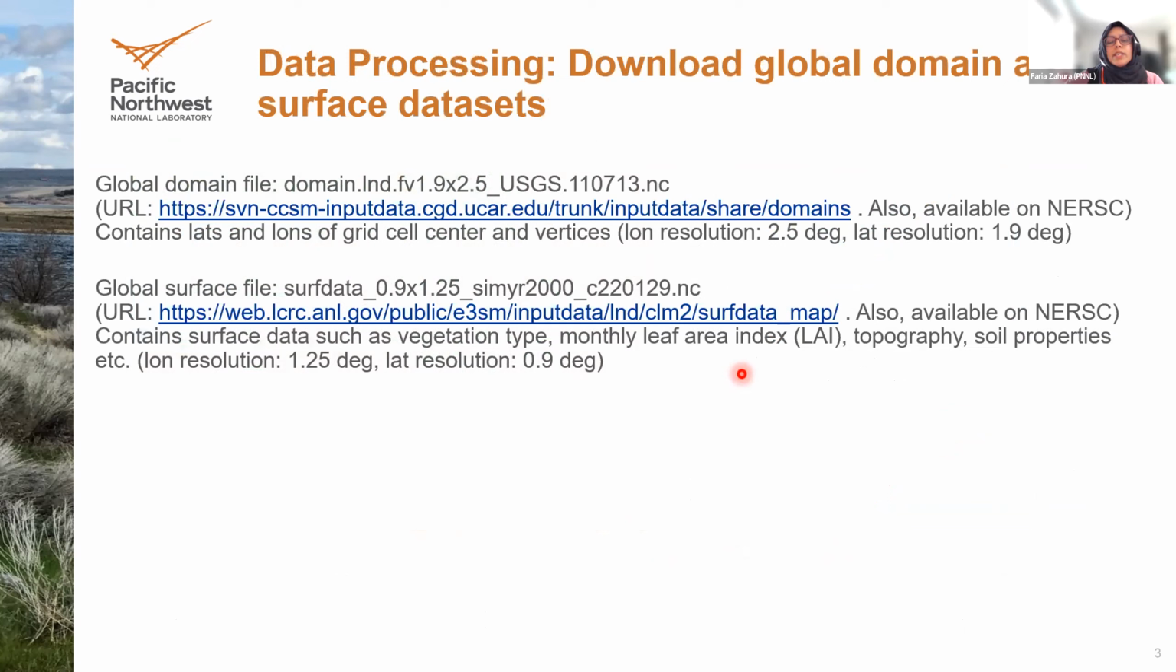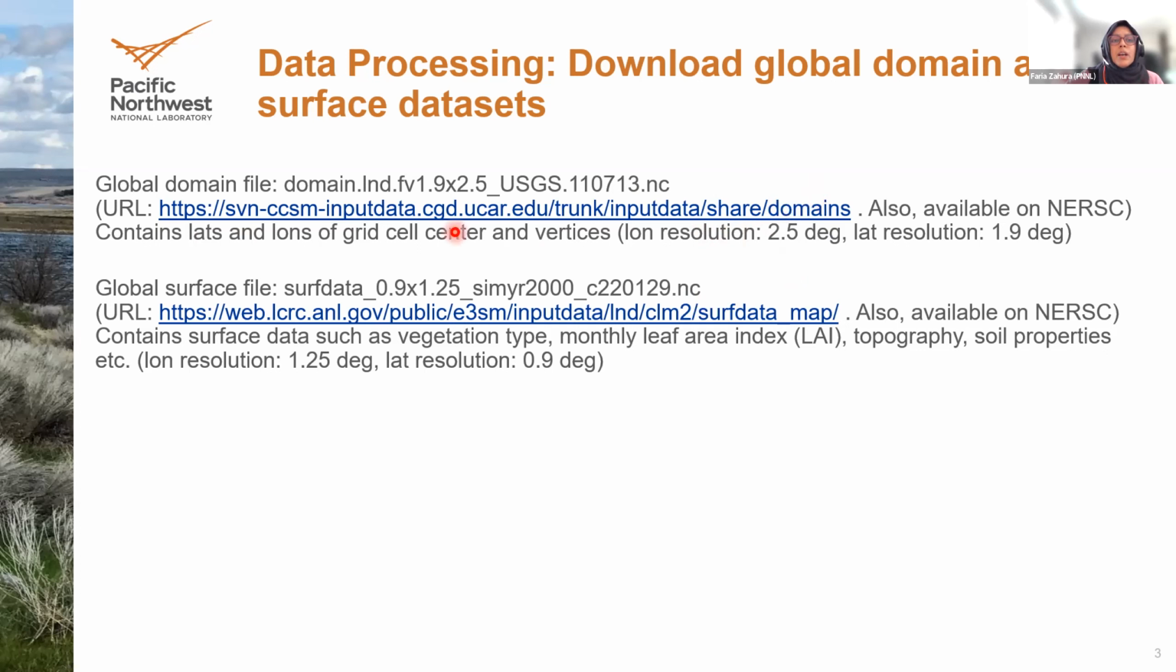To do the ELM simulation, as Dan already mentioned, you need some domain and surface data sets. So at first I downloaded the global domain and surface data sets that were later downscaled for the watershed simulation. The global domain and surface data sets are available through these URLs, and they are also available on NERSC. Yeah, I can share my slides later on Slack so that you can access these URLs and see if you can find the data.